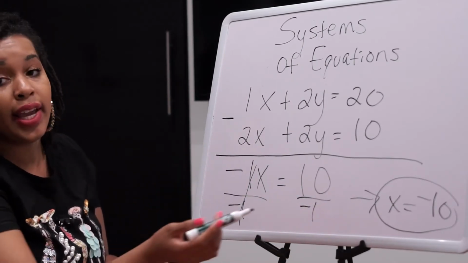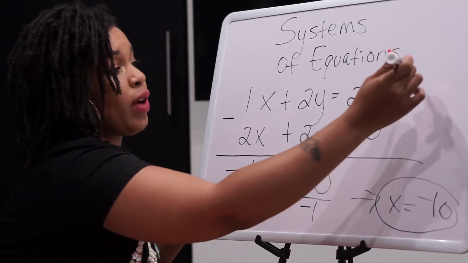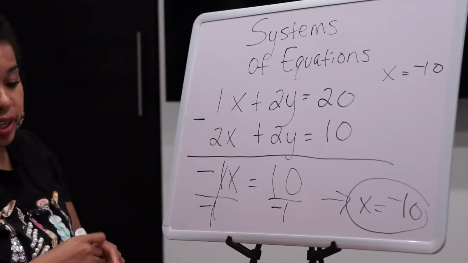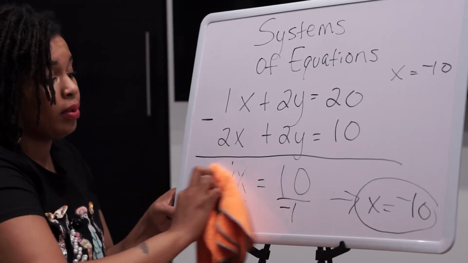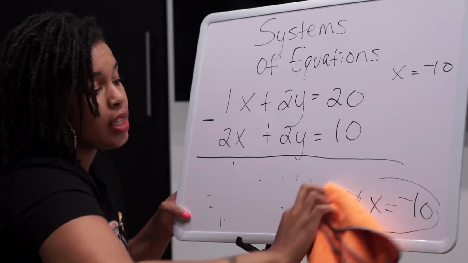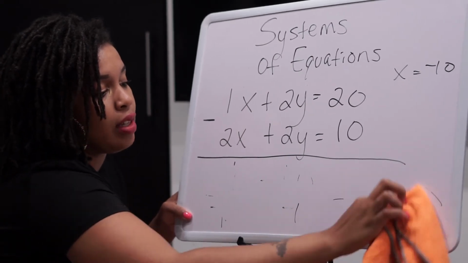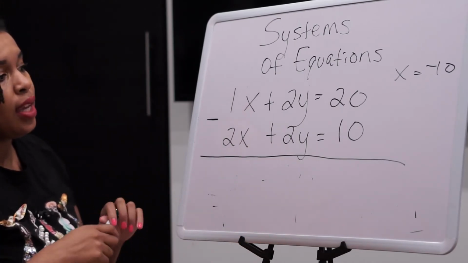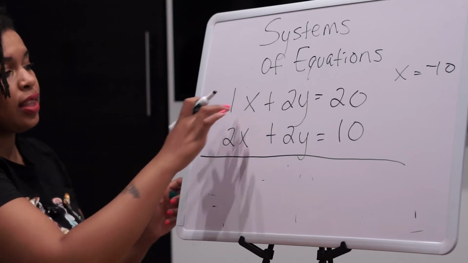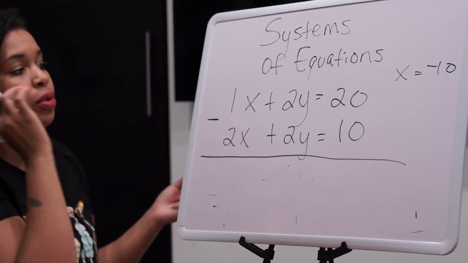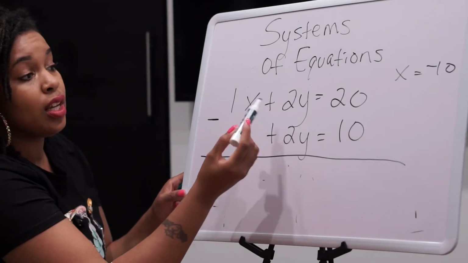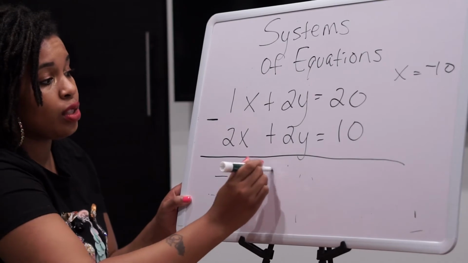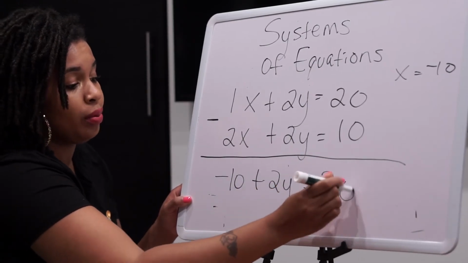So now, since we know that x is negative 10, I'm going to write that up here, and I'm going to erase a lot of my work down here so that I have more room. The reason why is because we now are going to see what our y value is. It looks like this first one is the easier one to approach, because it's saying that x is negative 10. So if x is negative 10, then this whole first part is negative 10 plus 2y equals 20.